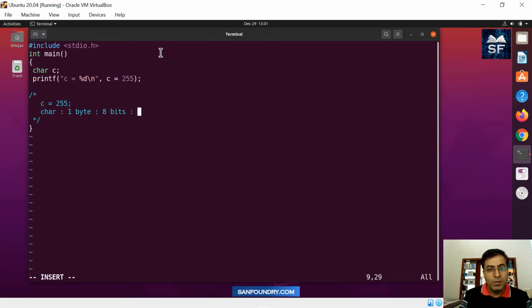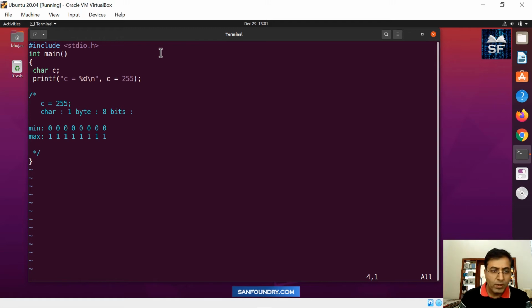And what is the maximum possible value for 8 bits? What is the minimum possible? When we think about the minimum, it's 0, 0, 0, 0, 0, 0, 0, 0, the min value for an 8 bit entity. What's the max value? When you talk about max, it is 1, 1, 1, 1, 1, 1, 1, 1. As simple as that. Now things become much more interesting here.